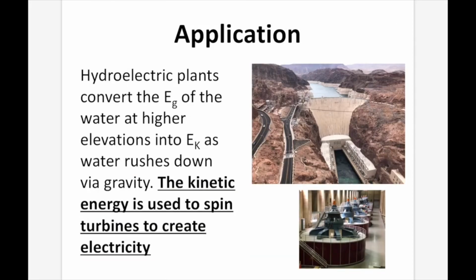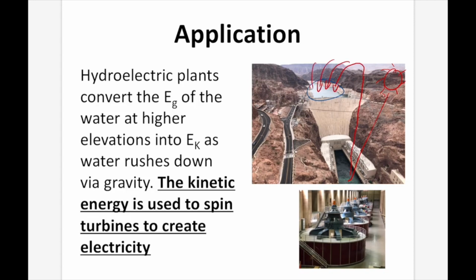Some other applications include things like dams. So hydroelectric plants convert the EG of the water at higher elevations into EK as the water rushes down via gravity. This is a picture taken at Hoover Dam, and you can see a whole bunch of water stored up here in the top. And this water gets up to the top via the sun. The sun is going to heat the water here, which then gives it energy, makes it go up into the air, and that's going to fall back down as rain into this top part here.